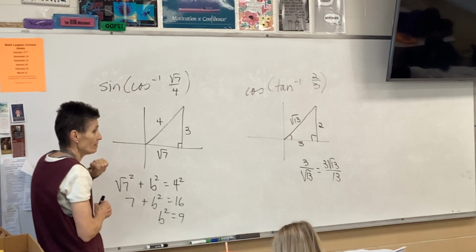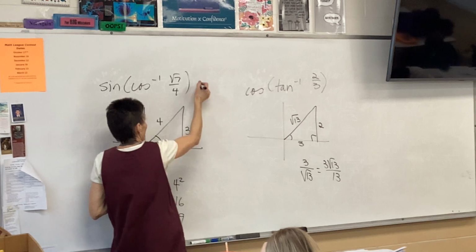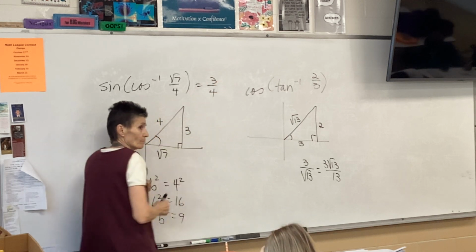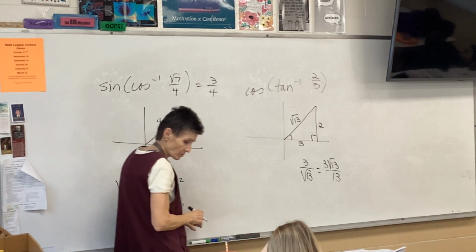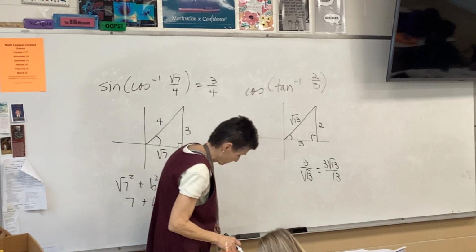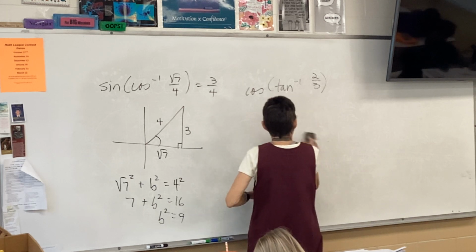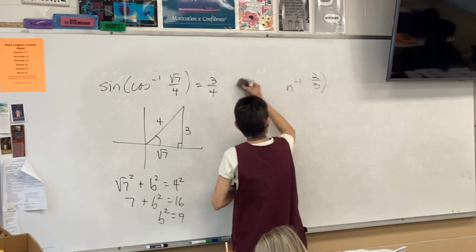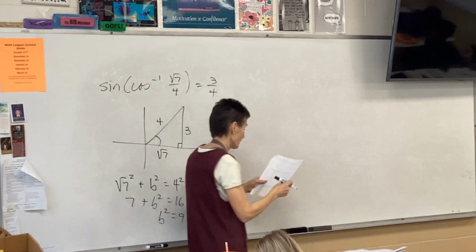I want sine. Sine is opposite over hypotenuse, 3/4. All right, try the last one. See if you can draw a picture of it. That's your first thing. And then find the tangent.